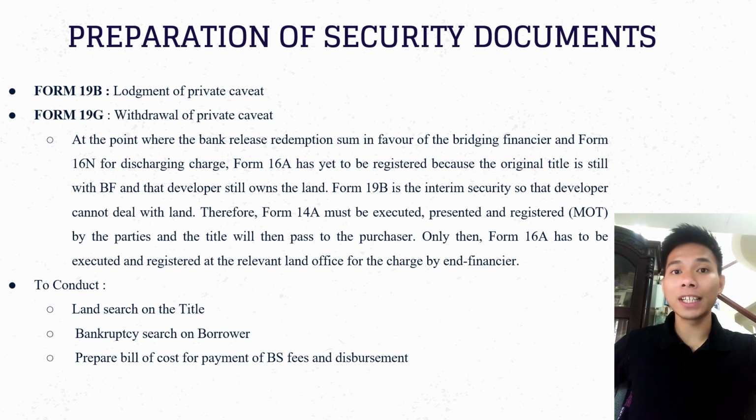Therefore, it may be advisable for Ali Hadi to lodge a private caveat over the land through Form 19B, and its withdrawal when all the security documents are ready and the land has finally been transferred into his name, as under Form 19G. After the redemption sum has been paid to SMB by MTB, SMB will be discharging the land as under Form 16N. The lodgement of the caveat is not necessary unless Ali Hadi has trust in the developer.